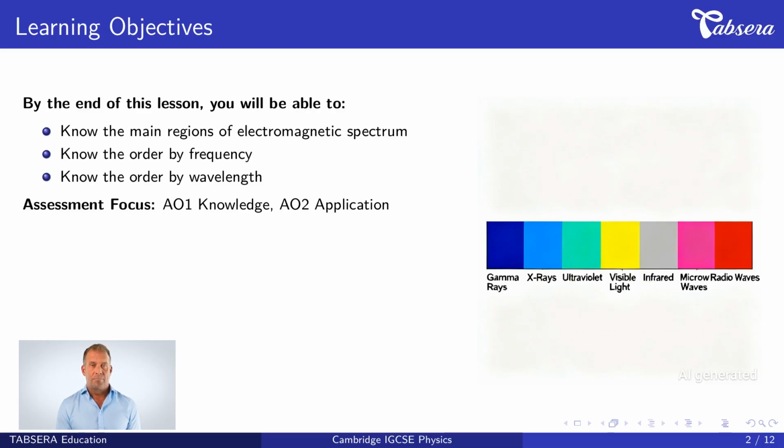Let's examine our learning objectives for today. By the end of this lesson, you will be able to know the main regions of the electromagnetic spectrum. These are radio, microwave, infrared, visible, ultraviolet, X-ray, and gamma.